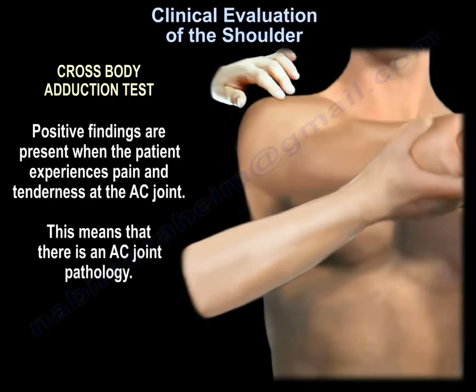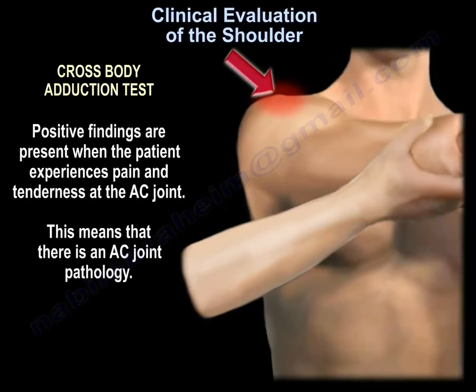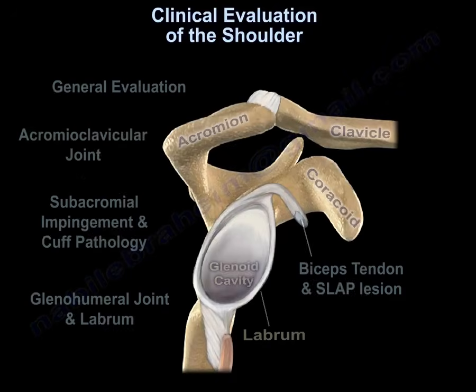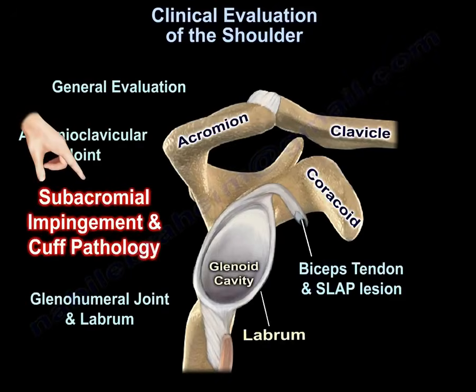Positive findings: when the patient experiences pain and tenderness at the AC joint, that means there is an AC joint pathology. Now we go to the subacromial impingement cuff pathology.